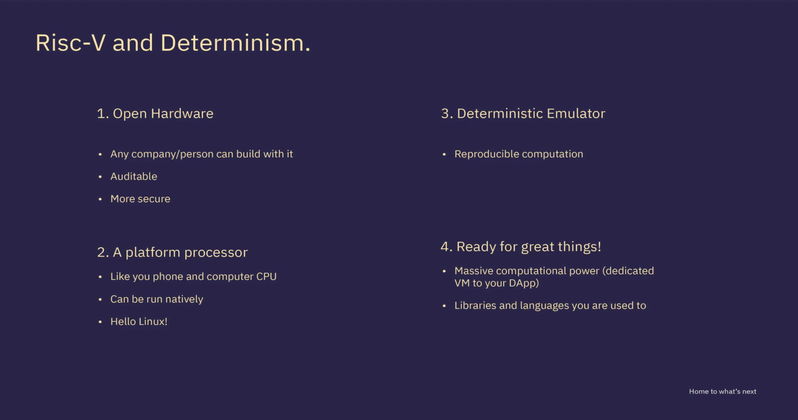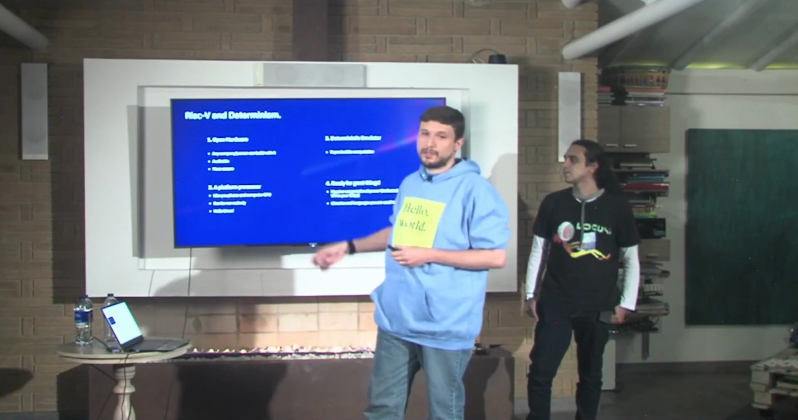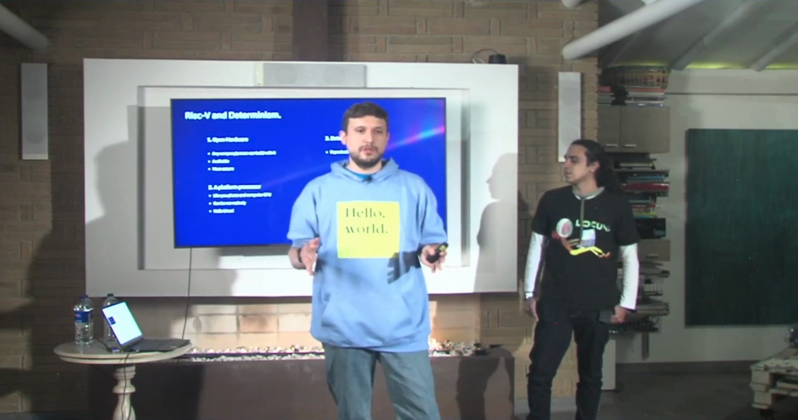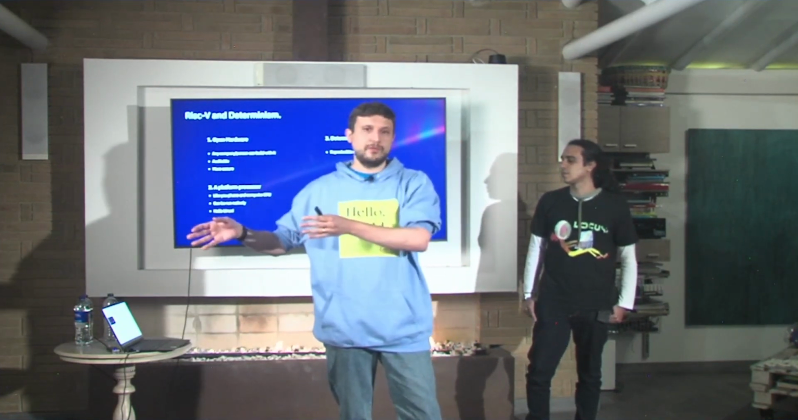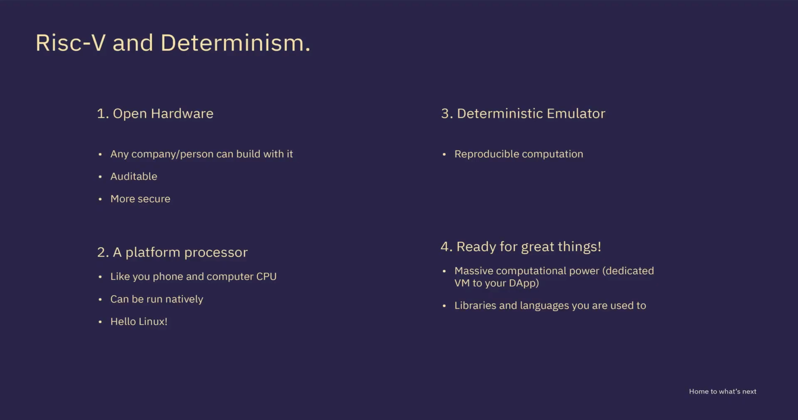As I mentioned, Risc-V is an open hardware, so it's auditable. There are thousands of researchers around the world looking at it, making it better. It's a platform processor, as I said, so the same thing that you're used to having on your computer. And the determinism of the machine just means that whatever you throw at the Cartesi machine, if someone else throws the same stuff, it's going to achieve the exact same result, right?